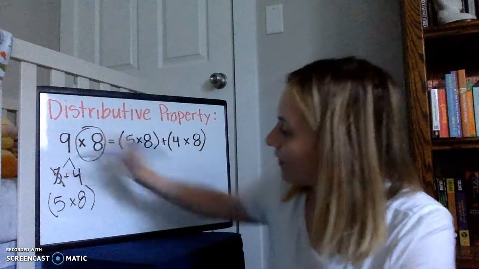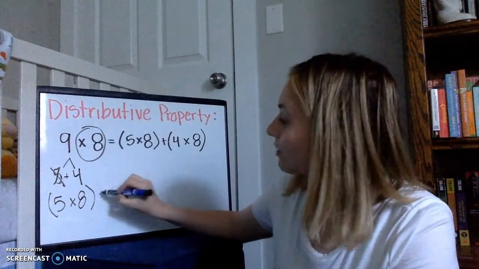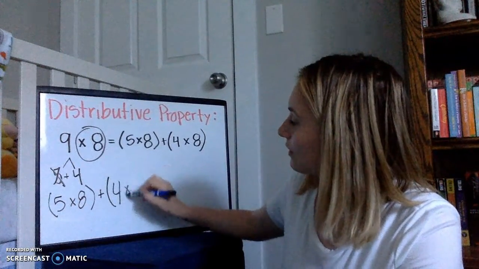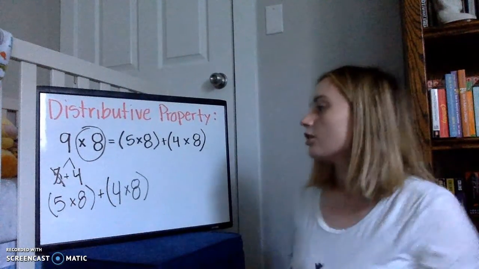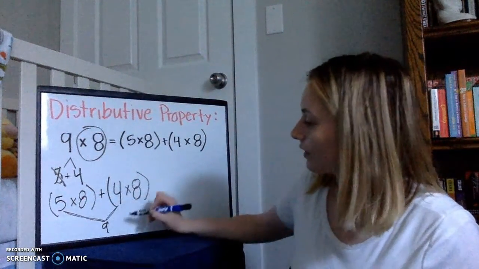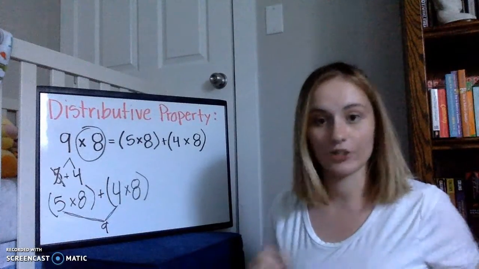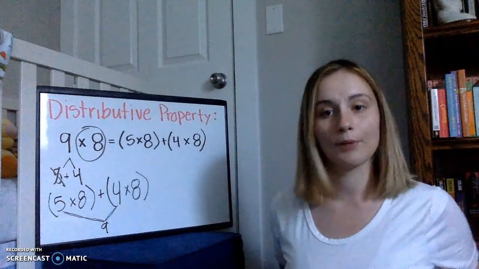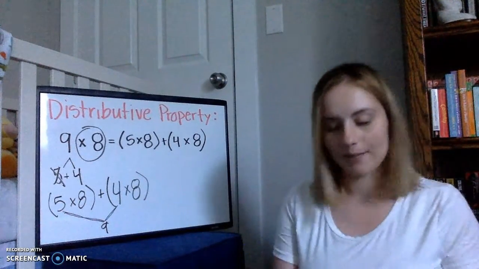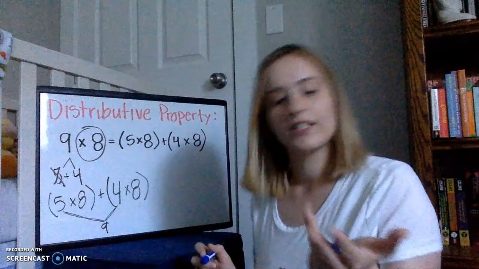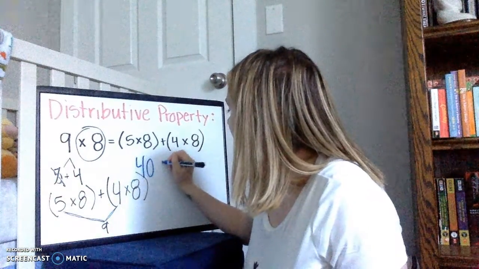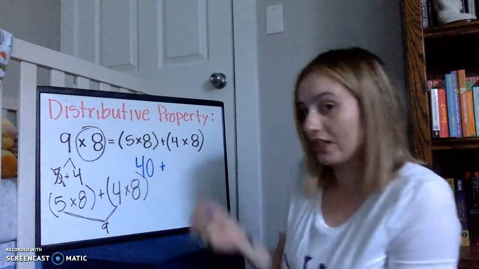So now I've used up the 5. I have to use up my plus, so now plus. And then I have to get rid of this 4, so I have to do 4 times 8. So now I have the same thing. I've got 9 times 8. That's the distributive property. It's just saying I can break up my number and multiply it with the other number to make things easier for me. Because now I can just do 5 times 8, that's really easy. 5, 10, 15, 20, 25, 30, 35, 40. Oh, it's 40. Plus 4 times 8 is just 32.